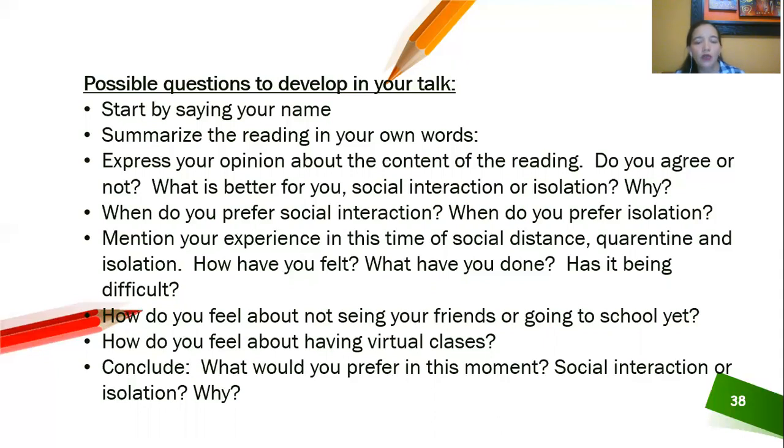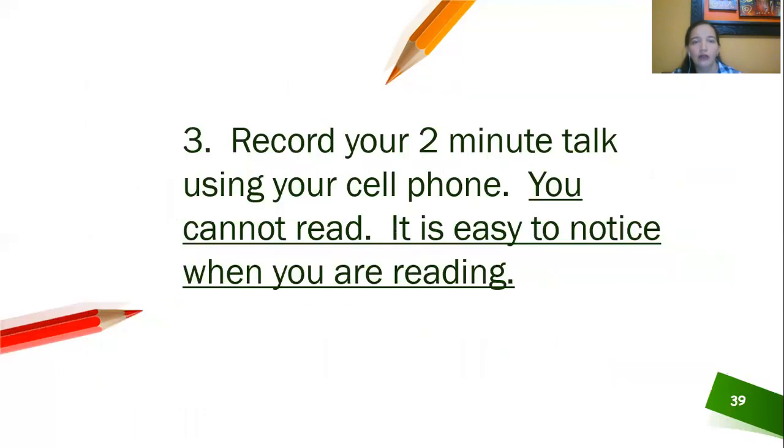The reading was about two different things, the benefits of socializing. For example, you can meet with other people, you can have fun, and it's good for your health. But also it mentions that being alone also has benefits. For example, you can concentrate on yourself and you can avoid people that you don't like. For me, I think we should balance between social interaction or isolation, because humans are social beings, so we need to have contact with others, etc., etc. Okay, like that is going to be your talk. So these questions are just a guide that can help you develop your talk, 2 minutes long.